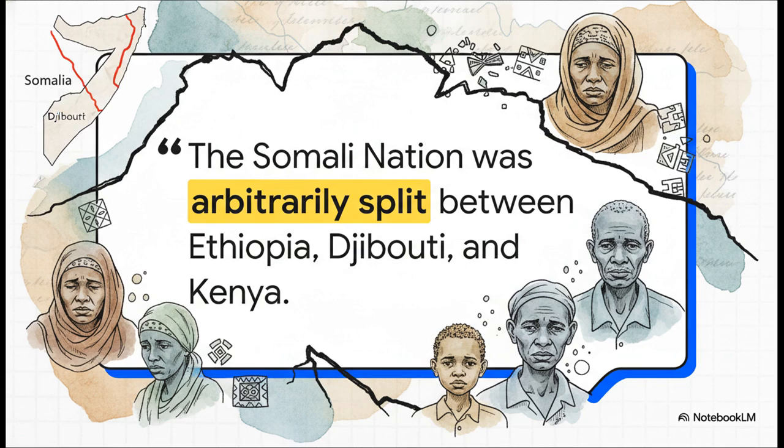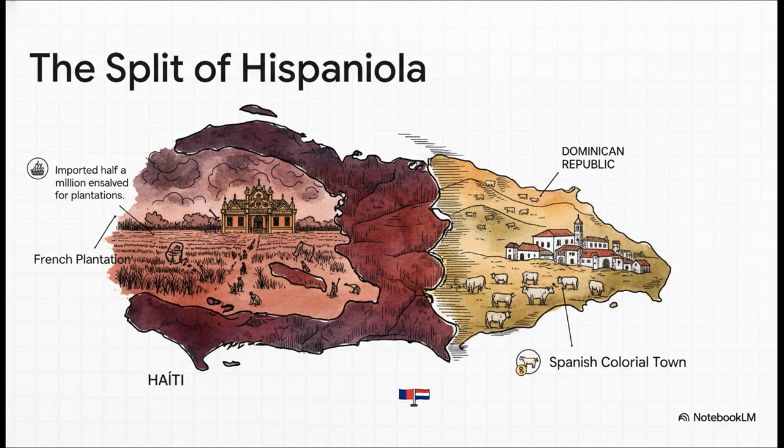I mean, just look at the Somali people. One single cohesive nation suddenly split across three different countries, Ethiopia, Djibouti, and Kenya. Overnight, they were turned into minorities by lines on a map they had absolutely no say in. This shows just how deeply colonialism can shape a place's identity. On one tiny island, Hispaniola, you had two different colonial powers with two totally different economic models. The French built a brutal plantation economy in the West, while the Spanish did something else entirely in the East. The result? Two profoundly different nations, Haiti and the Dominican Republic, that exist to this day, sharing one island.